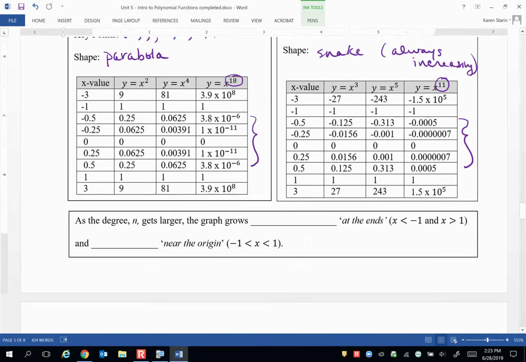As the degree n gets larger, the graph grows steeper and faster at the ends when x is either less than negative 1 or greater than 1, and it gets flatter near the origin, so when x is between negative 1 and 1.